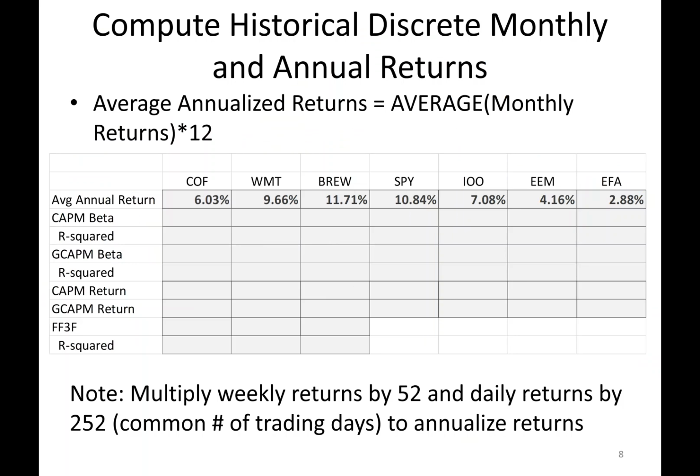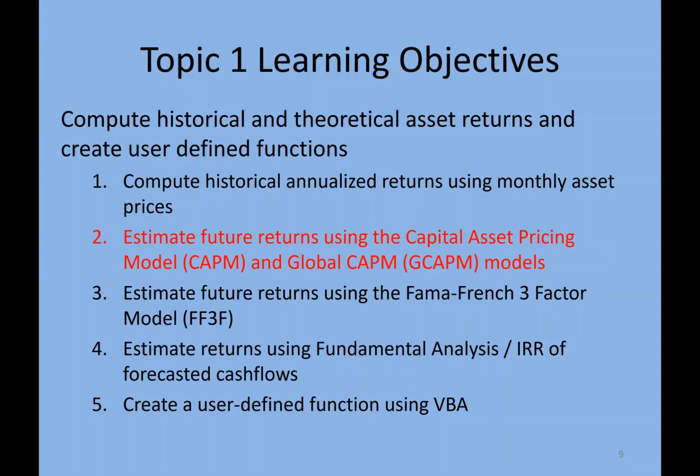And there's the results. Now, if I had weekly data, I would multiply the average weekly return times 52 to get an annualized number. And if I had daily data, I would multiply times 252, which is a commonly used number of trading days in a year, especially in stock markets. So that completed Topic 1, Section 1, Computing Historical Annual Returns Using Monthly Asset Prices.